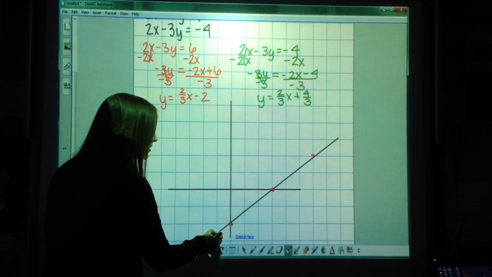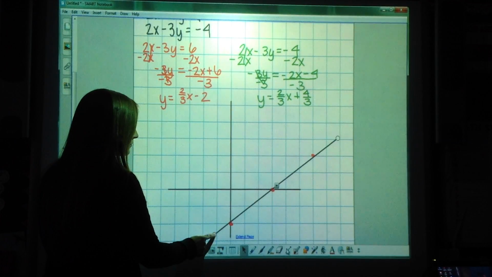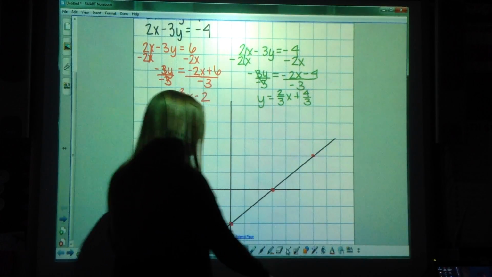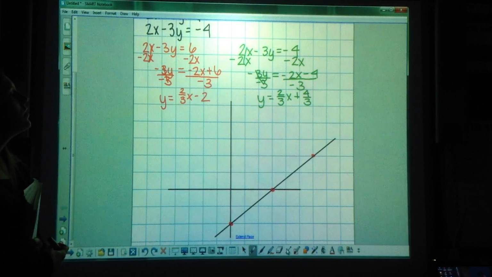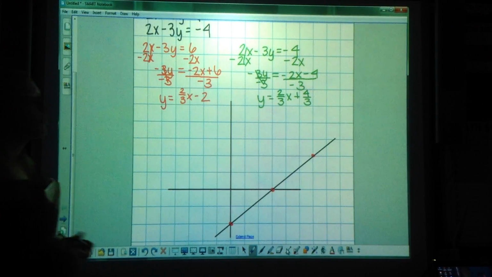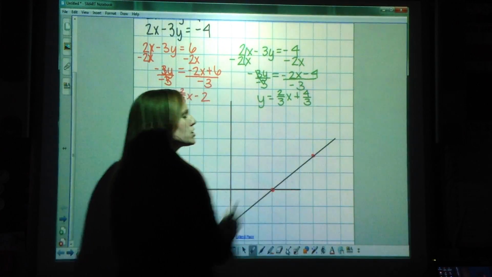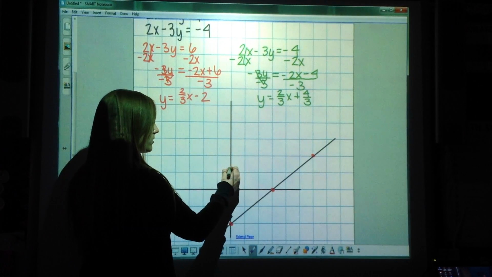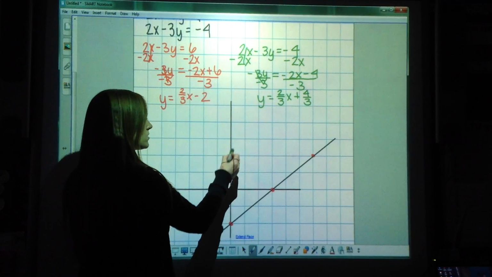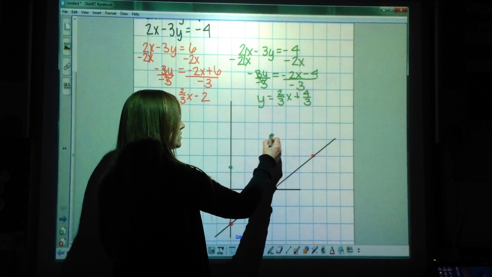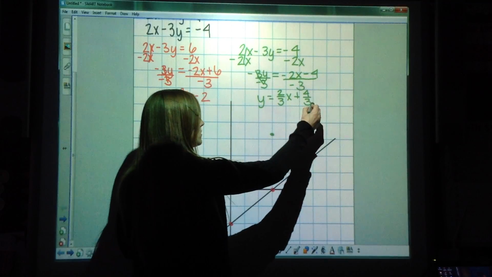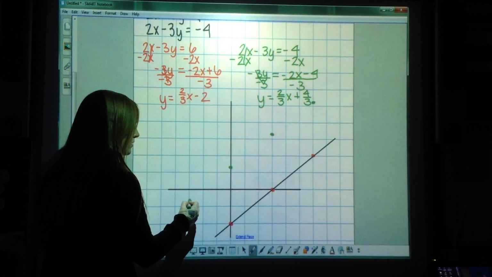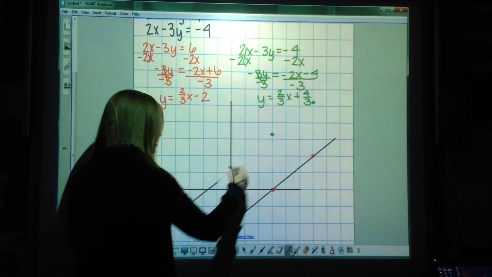Use my straight edge. Now I'm going to graph the other equation. Our y-intercept is 4/3. I'm going to turn that into a mixed number, 1 and 1/3. 1 and 1/3. And then our slope tells us to go up 2 to the right 3. Up 2 to the right 3. Or down 2 to the left 3. Again, I'm using my straight edge.